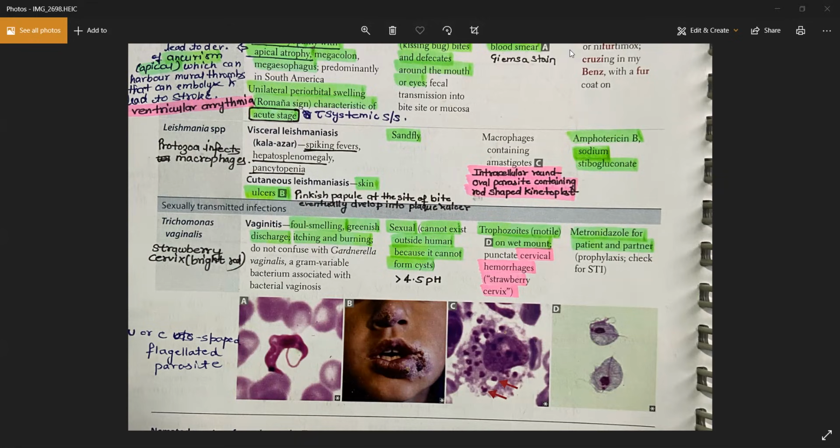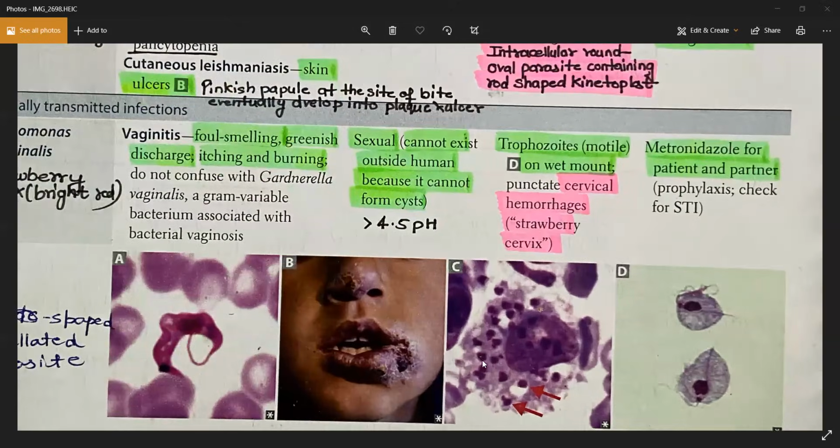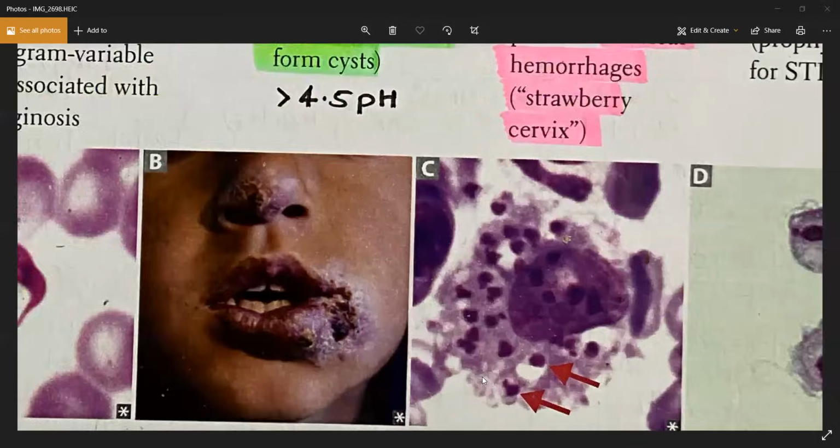Oh, biopsy findings. Okay, biopsy findings. On the biopsy, you can either take the biopsy from the ulcers or from the liver. What you find in the biopsy is this macrophage, as you can see. Within the macrophage, you can see these oval-shaped parasites, and these parasites have a rod-shaped kinetoplast.